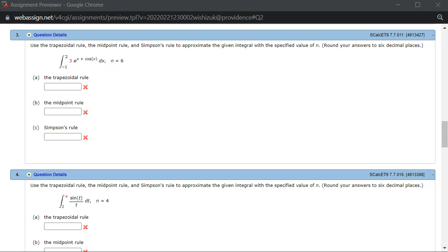All right, let's look at homework 7.7, problem number 3. Let's estimate the value of this definite integral using the trapezoidal rule, midpoint rule, and Simpson's rule. So let's open up GeoGebra.